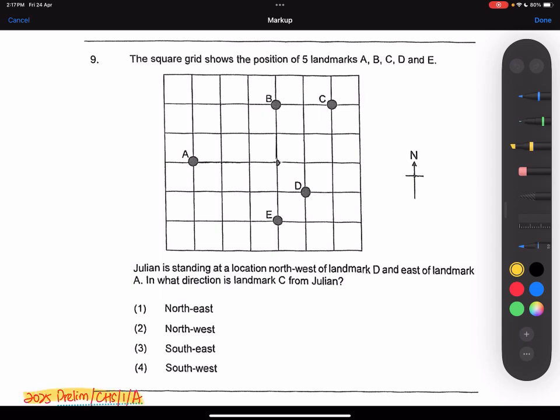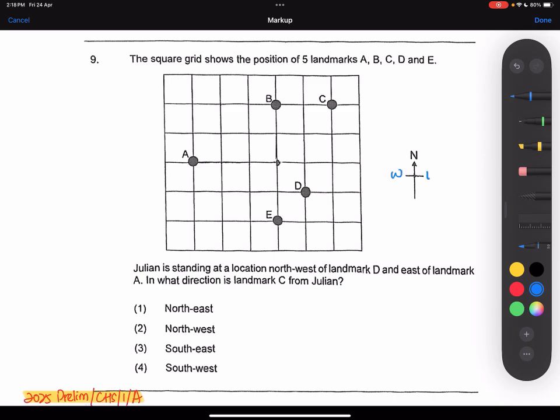2025 Prelim Catholic High School, Paper 1, Booklet A, Question 9. The square grid shows the position of 5 landmarks A, B, C, D, and E. Julian is standing at a location northwest of landmark D and east of a landmark A. In which direction is landmark C from Julian?